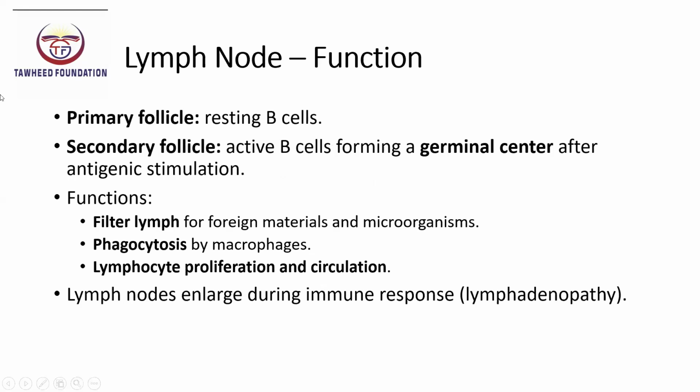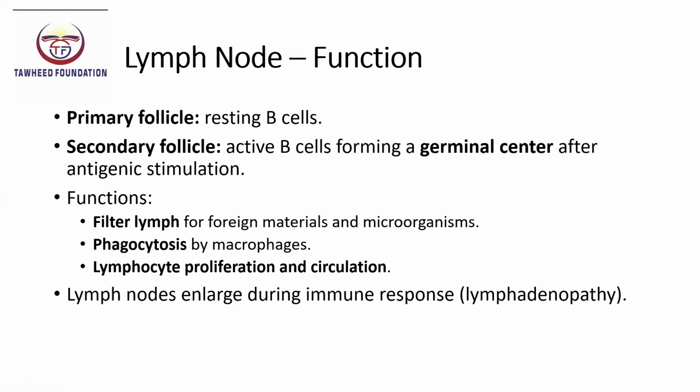Next is lymph node function. Lymph nodes act as biological filters for lymphatic fluid, trapping microorganisms, foreign particles, and tumor cells. Within the cortex, primary follicles contain resting B cells, while secondary follicles form germinal centers following antigen exposure, sites of B cell proliferation, differentiation, and antibody production.